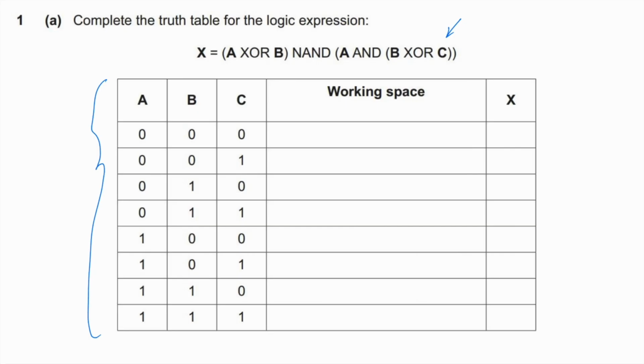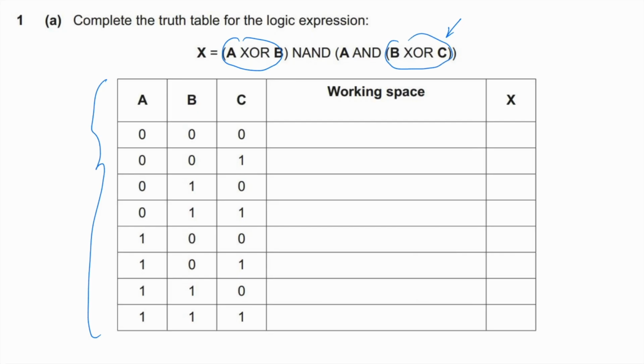Now, the way we're going to do this is similar to how we actually drew logic circuits. We're going to start from the inside and work our way out. We're going to start with what A XOR B and B XOR C is. And then we're going to go to, well, okay, let's start with that.